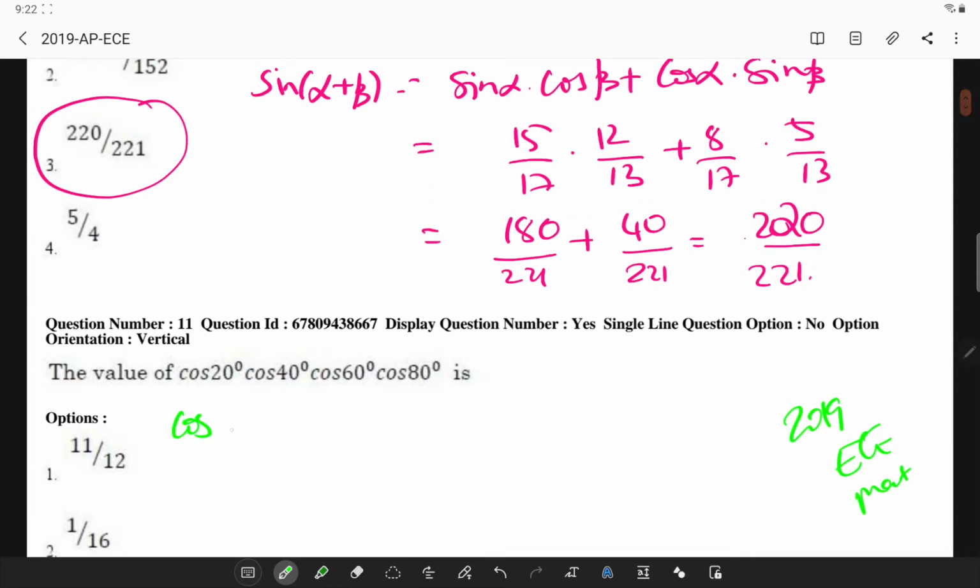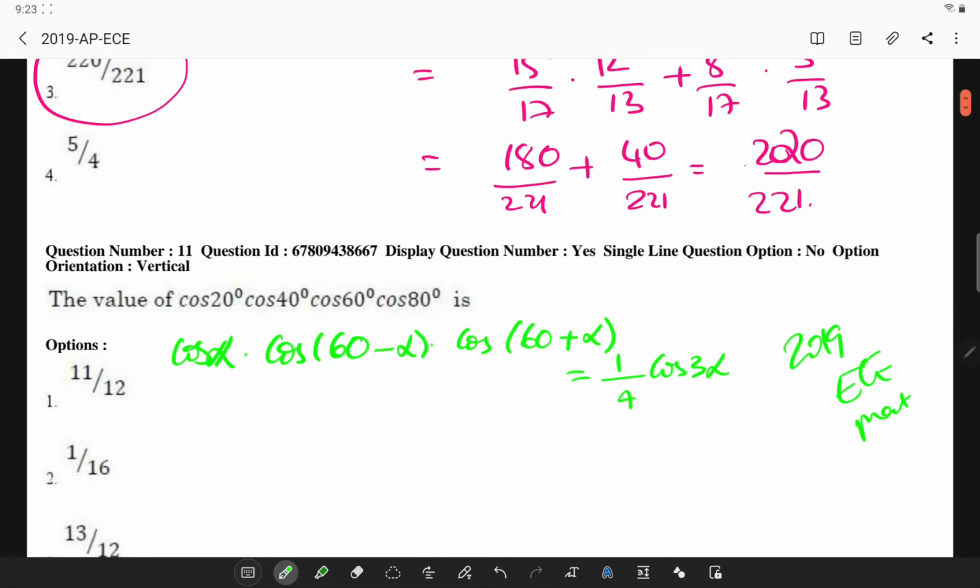So students, remember a formula: cos alpha into cos of 60 minus alpha into cos of 60 plus alpha is 1 by 4 cos 3 alpha. Here if you observe, if I take my alpha as 20, I'll get cos 20 into cos 60 minus 20 into cos 60 plus 20.